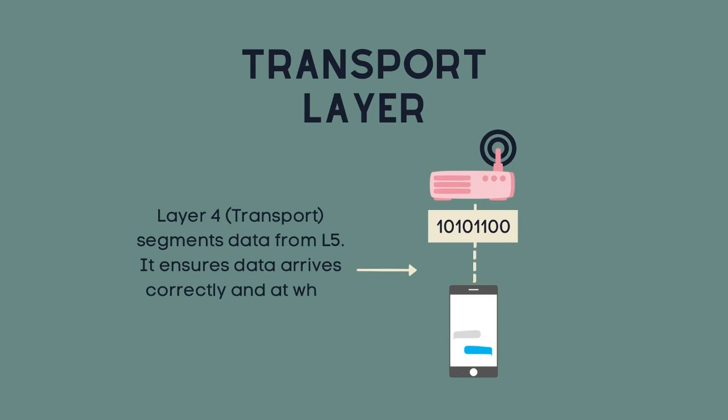Layer 4, or transport, receives data from layer 5 and segments it. Each segment, or data unit, has a source and destination port number, as well as a sequence number. The port number ensures that the segment reaches the correct application. The sequence number ensures that the segments arrive in the correct order. This layer also controls the amount of data transmitted.